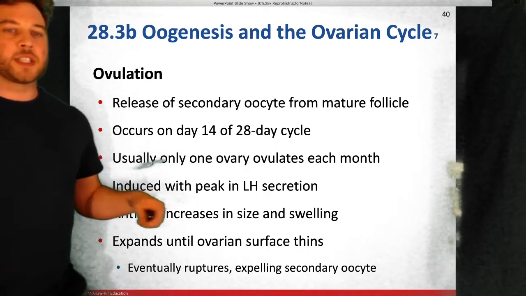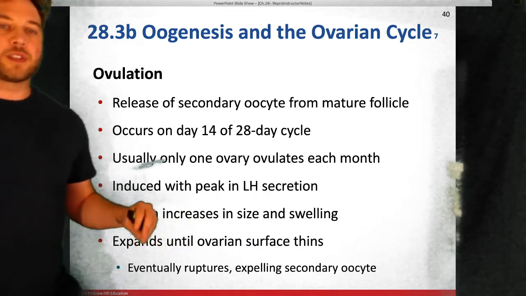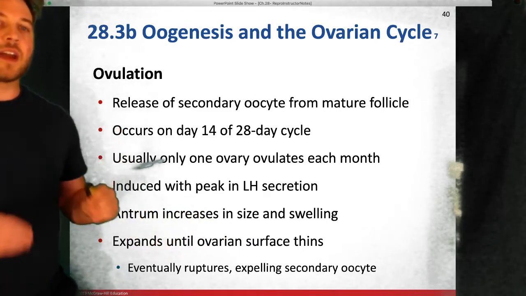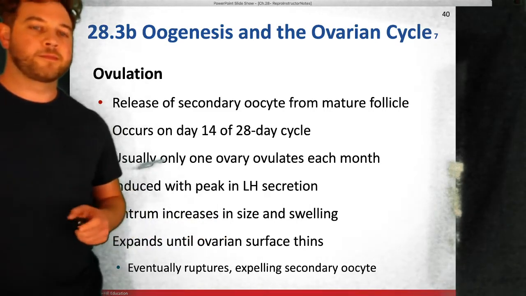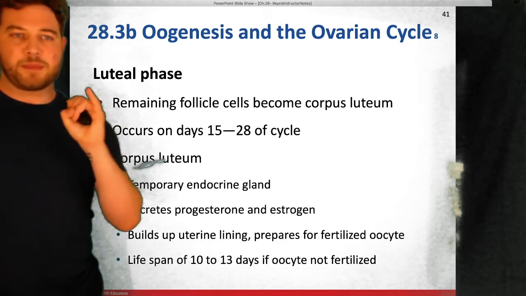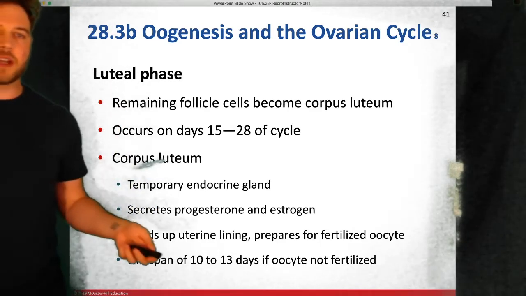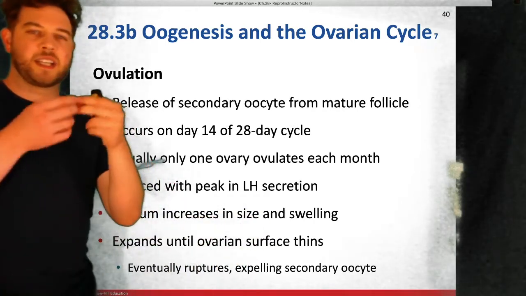The antrum increases in size and swelling. That fluid increases and expands until the ovarian surface starts to thin, so it pushes up against the ovary, which thins out and eventually ruptures, expelling your secondary oocyte. Again, these are microscopic, like the tip of a pin. So when it talks about rupturing the thin surface, the fact that it's thin makes it easier to release.